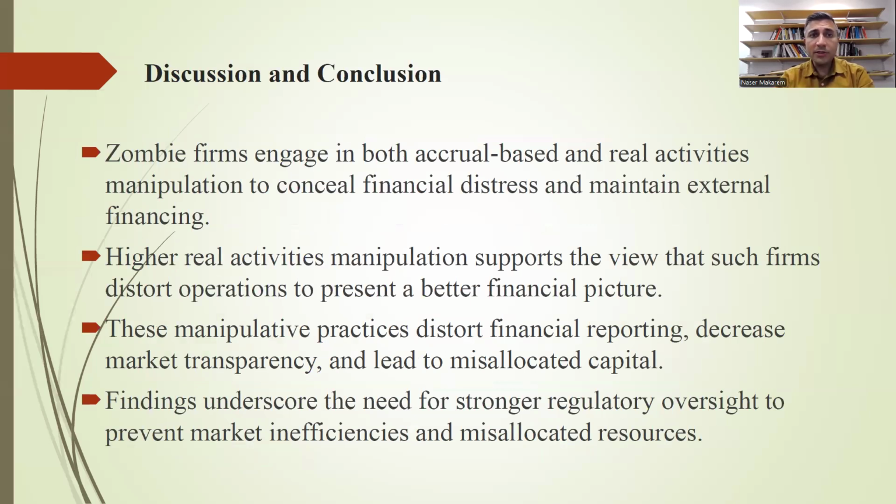So what are the main takeaways from our study? We show that zombie firms engage in both real activities manipulation and accruals management, and they do so because they want to hide their financial difficulty, and they also want to maintain external financing support. So they want to show that they're able to survive. They're making perhaps improvement in terms of their profitability, but they're using earnings management strategies to actually show better performance than they're actually doing. So they're basically window dressing their accounts to make the impression that they're improving in terms of their profitability, while in reality they are not.